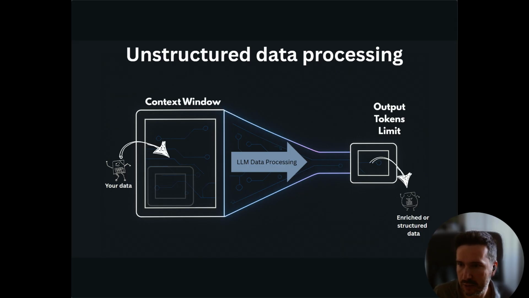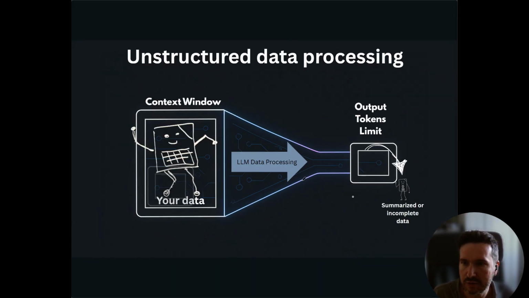So let's take this example. Here we have a small amount of data, which is much smaller than the context window. In this case, we can just paste the data directly in the chat and do our prompting. And on the other side, we can even have enriched data, and we will have no data loss in the process. But we can have a situation where we have a larger amount of data, and in this case we run the risk that it will not fit in the output token limit.